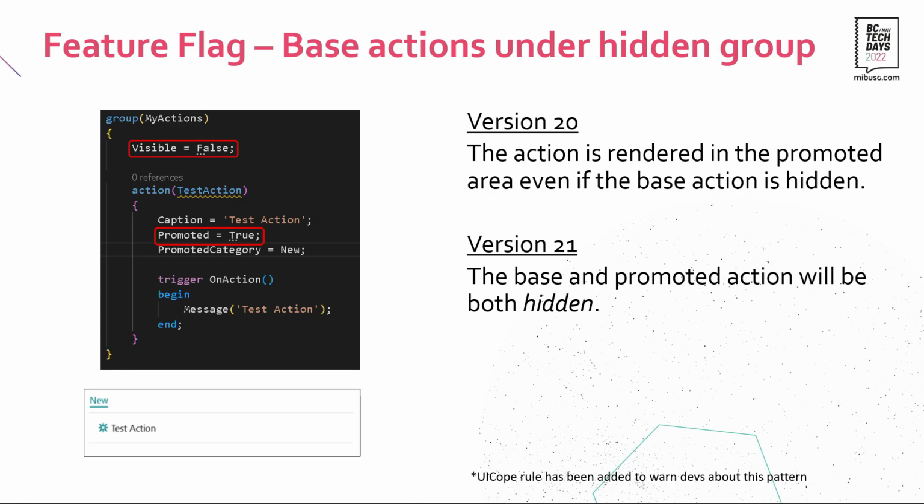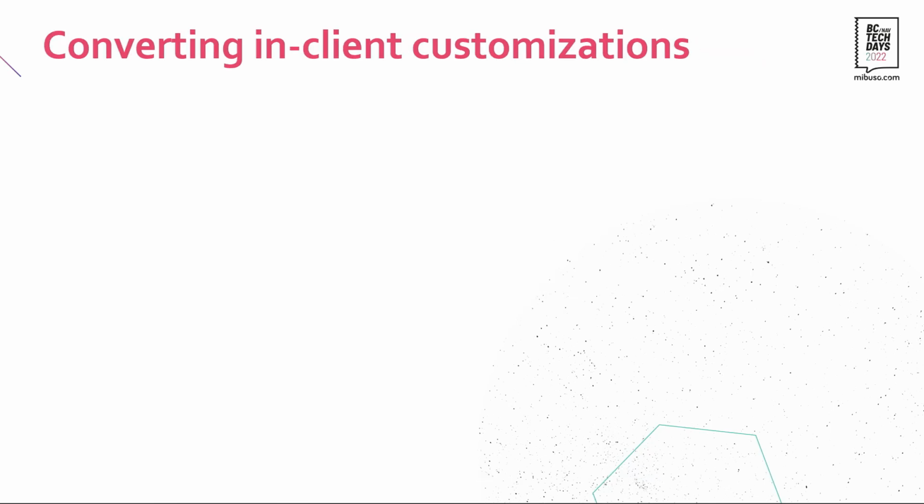But in version 21, we have ActionRefs, and the visibility of an ActionRef depends on the visibility of the base action. So in version 21, you will not see this action. And that would be a breaking change. So again, if you have the feature flag turned off, even with this layout in this AL code, you will still see the action promoted in the left-hand side. And for those, we have also added UI Cop rules, so that if you're in these situations in your extensions, by enabling the UI Cop, you will get some additional information about this pattern being used and the fact that we're changing the behavior at runtime.